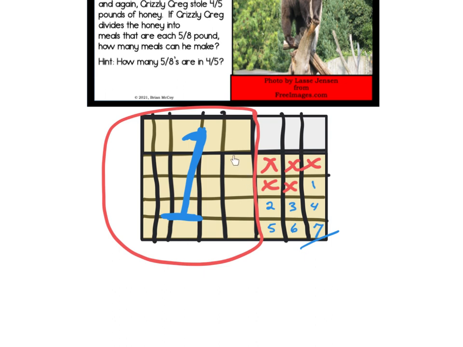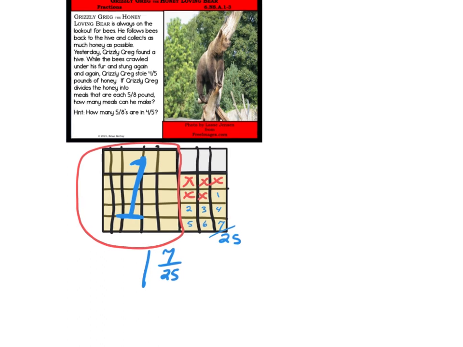in order to get a whole other meal, he needs 1, 2, 3, 4, 5 times 1, 2, 3, 4, 5 to fill in a box like this. Well, 5 times 5 is going to give you 25, right? So he actually has one meal and 7/25ths of a second meal, right? So that is good stuff because Grizzly Greg here has one full meal and then a little bit more for the next day, right?